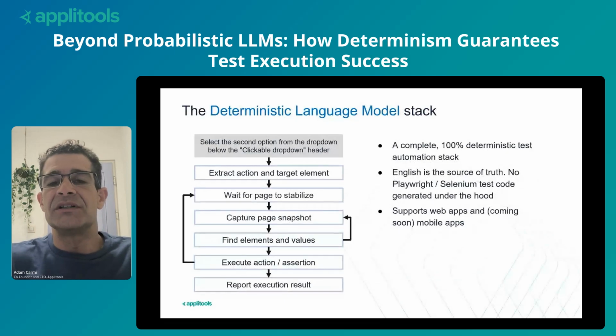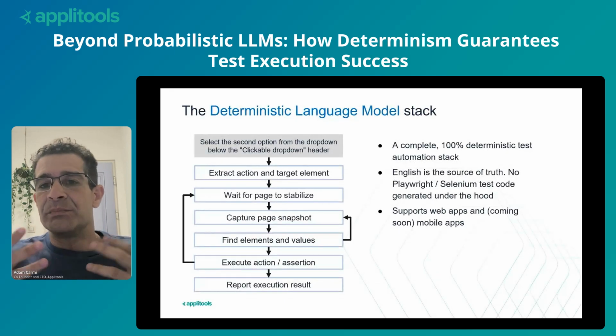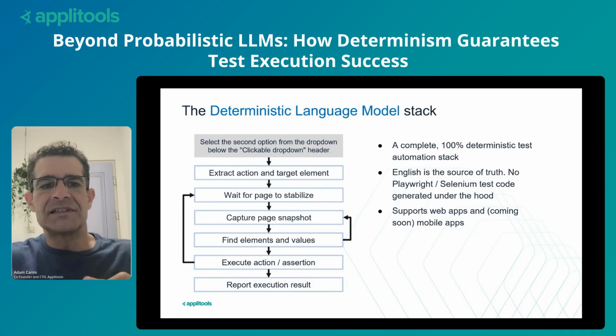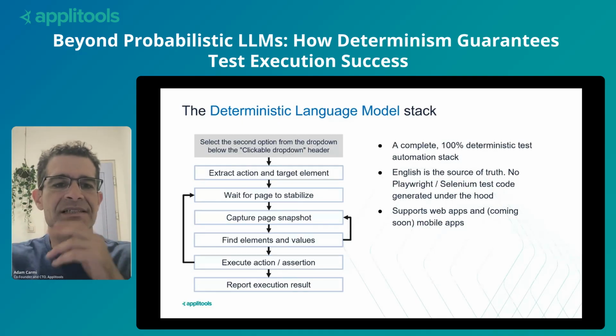Deterministic Language Model, or DLM as we call it, the DLM stack. It is a complete 100% deterministic test automation stack. And it can take a sentence in English, like "select the second option from the dropdown below the clickable dropdown header," and process it, parse it and understand exactly what the intent of the user is, what the action is and what the target element is.